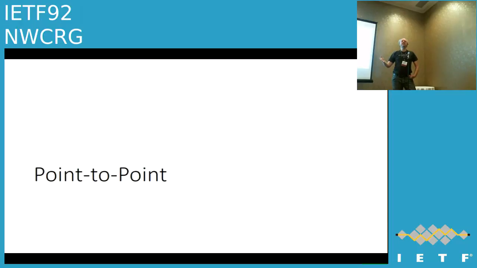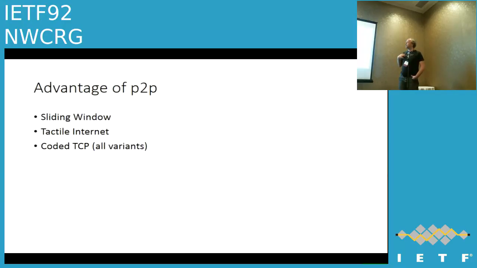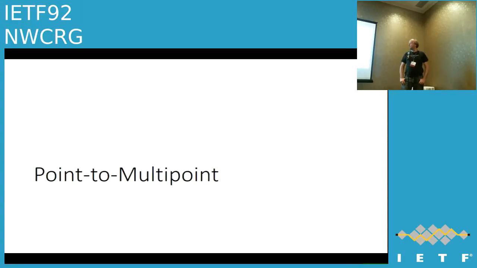Okay, next. So now I want to go through these kinds of architectures that we are discussing and see what we are doing here. First is point-to-point. I mean, we have seen here coded TCP and others, and we have done a lot of work there. The only advantage I see there is really the sliding window that gives you the advantage to act more quickly on these failures that TCP might normally time out on, right? It's really a question what happens on the link. And I will not go there. It has advantages for the tactile internet and the coded TCP. I think that's what is important.